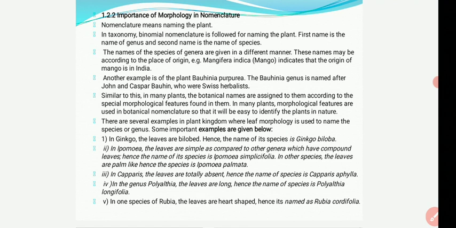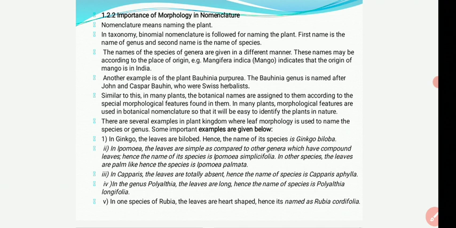Nomenclature means naming the plant. In taxonomy, binomial nomenclature is followed for the naming of plants, and in this, the first name is the name of the genus and the second name is the name of the species. The names of species and genera are given in different ways, and these names may be according to place of origin. For example, Mangifera indica, meaning mango, indicates that the origin of mango is in India.